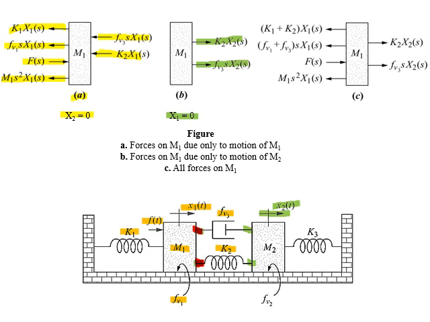Now in the third subfigure, we have placed all the forces of subfigures A and B on a single free body diagram, and these are all the forces which are acting on M1 either due to its own motion.